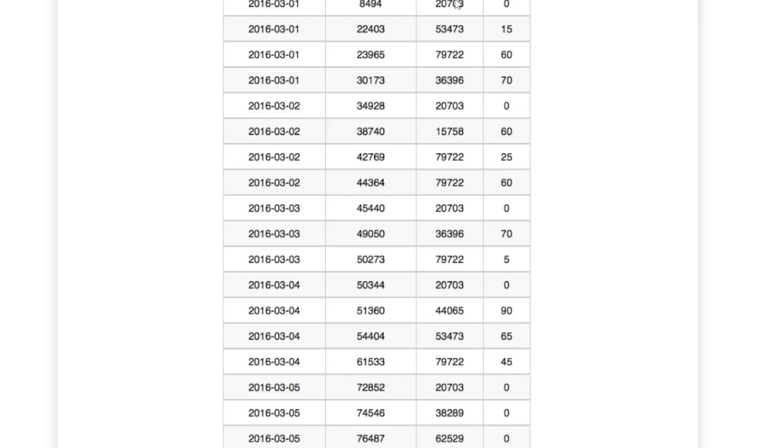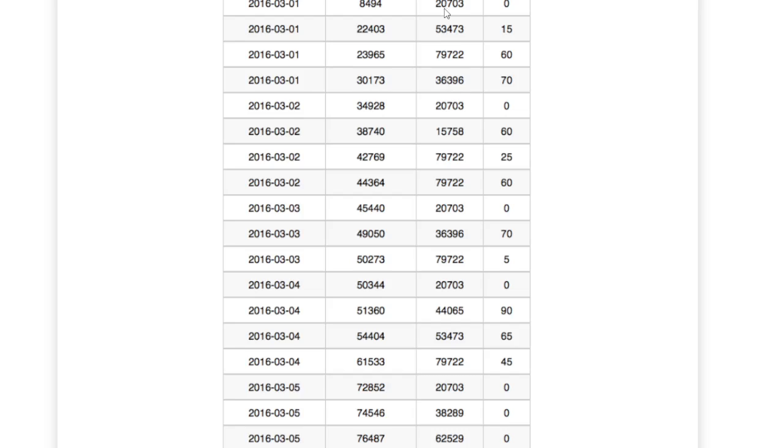Now these are the hacker IDs who made the submission. 20703, 5347, 37972, 36396. So these are all the unique hacker IDs, because the hacker IDs are not the same. All of them are different. So these are four unique hackers who made the submission on the 1st of March.